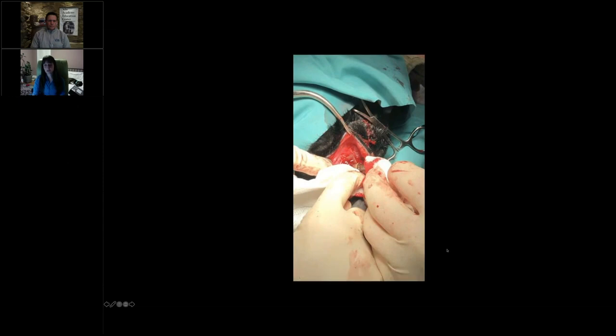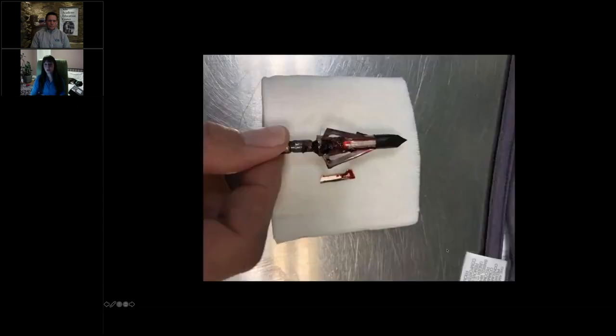So just a lot of manipulation. So finally we were able to pull the arrowhead out. There was one blade that was stuck in a piece of bone, and again with the CT we knew where that was.